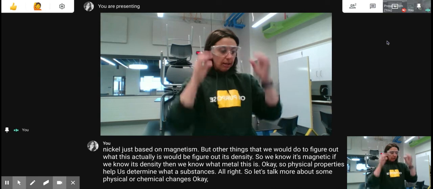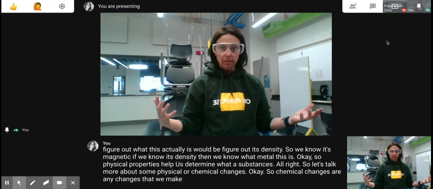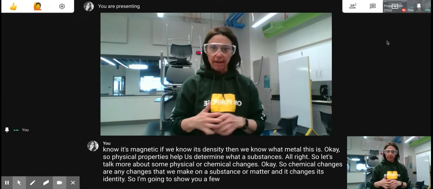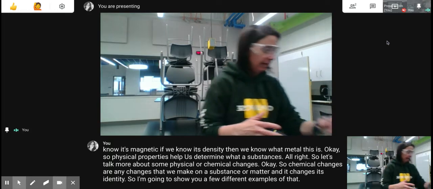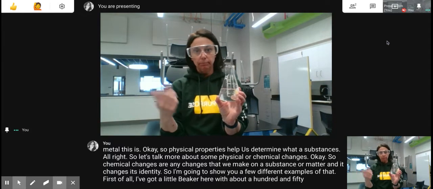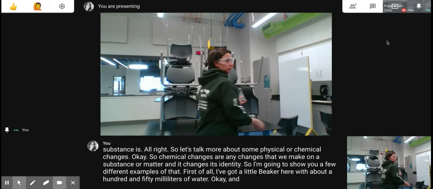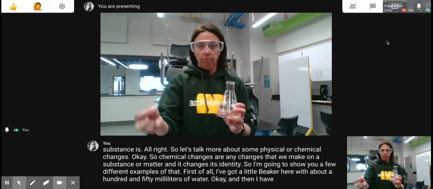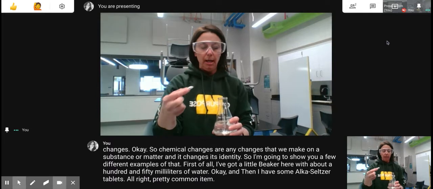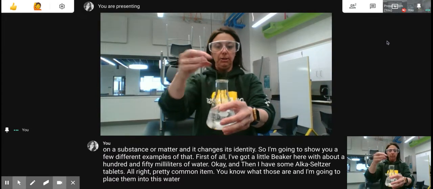Okay, so chemical changes are any changes that we make on a substance or matter, and it changes its identity. So I'm going to show you a few different examples of that. First of all, I've got a little beaker here with about 150 milliliters of water. Okay, and then I have some Alka-Seltzer tablets. All right, pretty common item. You know what those are. And I'm going to place them into this water, and we're going to see a couple things.